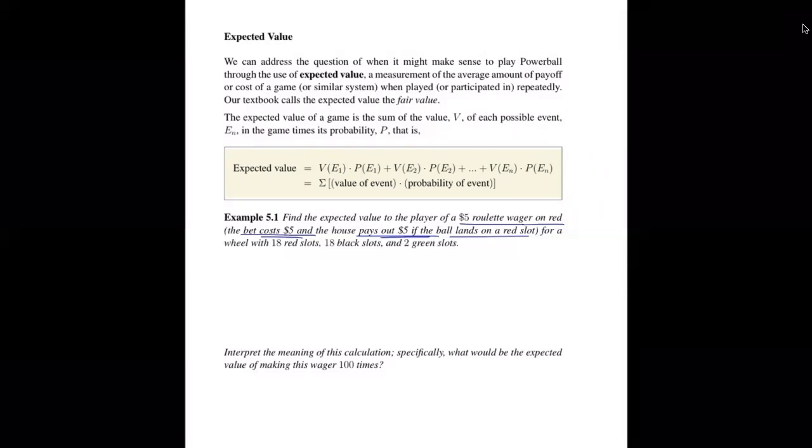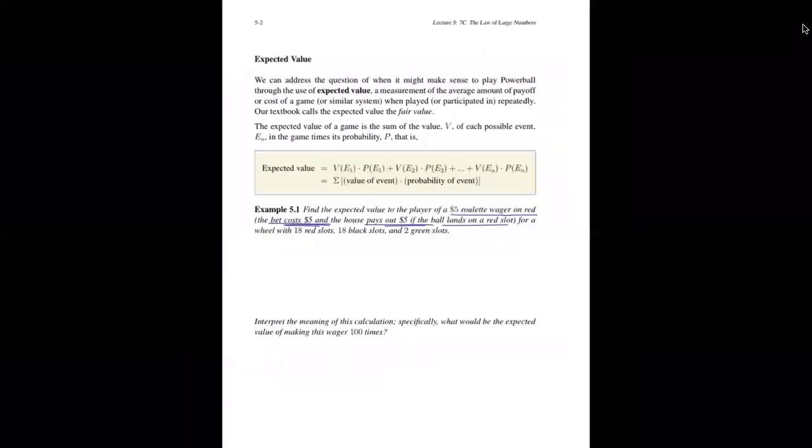Okay, if red doesn't come up, the $5 that the player put down goes to the house, the house keeps it, and the player goes down $5, or negative $5, to the player's account. So we really want to understand how money is being exchanged, or how value is being exchanged, in a problem like this.